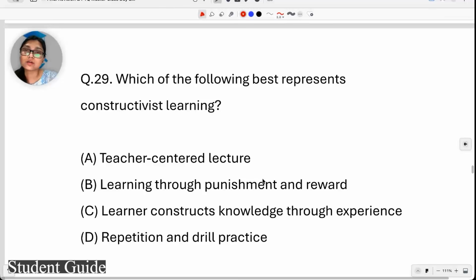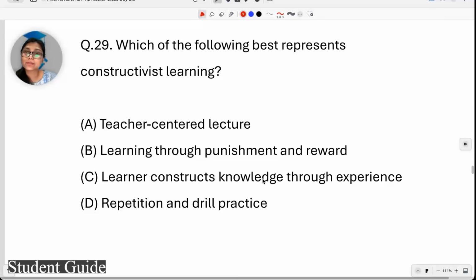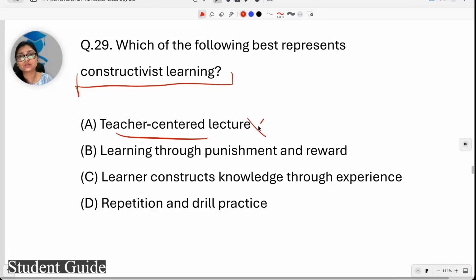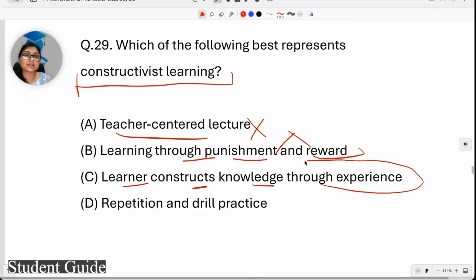Now, which of the following best represents constructive learning? Very easy. You need to find the correct option for constructive learning. It is saying teacher-centered lecture. No, never. Learning through punishment. No, and reward also, but no. Learner constructs knowledge through experience. Yes, this is the very promising one.